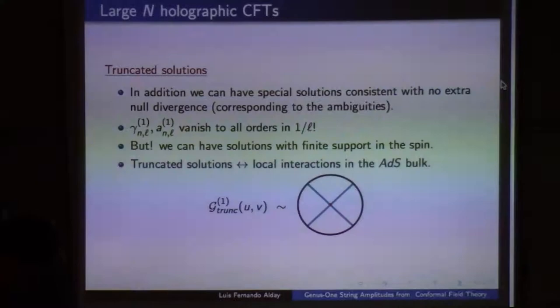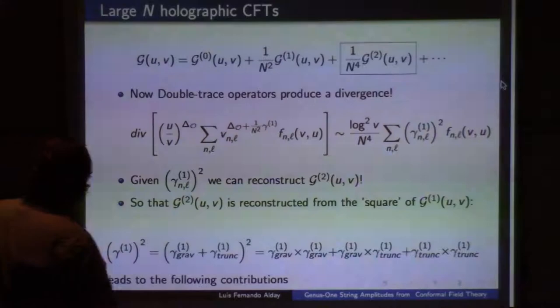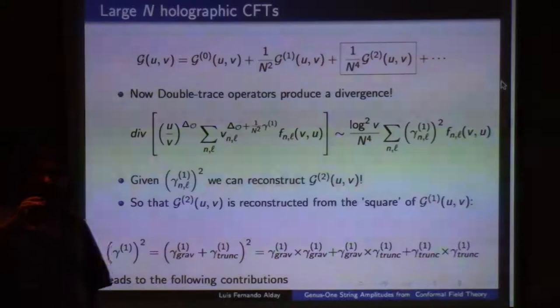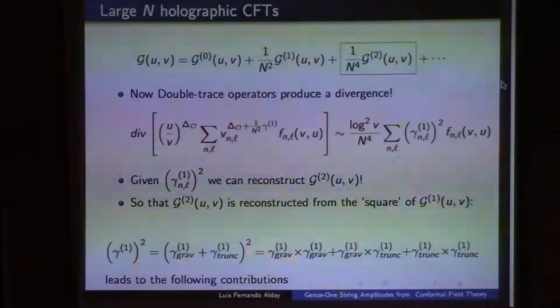Good. So now let's go to order 1 over N to the 4. And at order 1 over N to the 4, something beautiful happens. Even if you assume that there are no new intermediate operators at order 1 over N to the 4, the double trace operators in the dual channel produce a divergence.